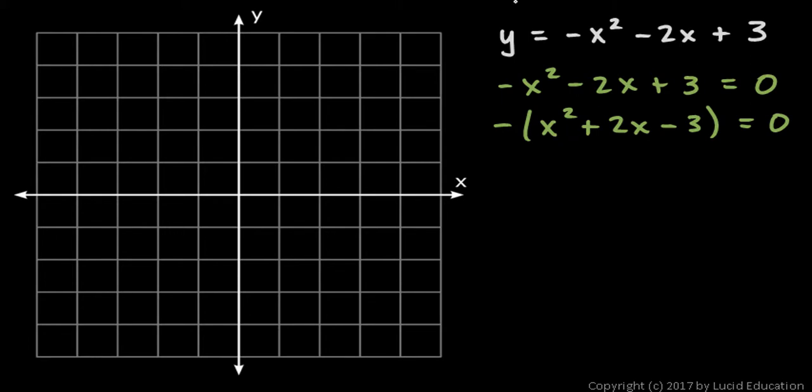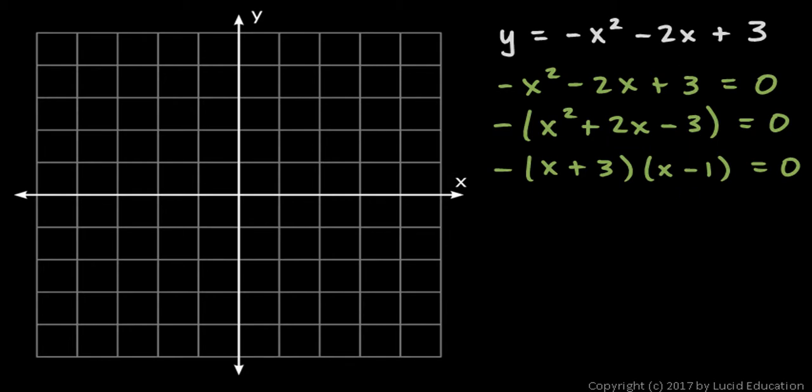Okay, now what's left right here in parentheses is pretty easy to factor. So we're going to keep the negative sign, and then this will factor, let's see, that'll be x plus 3 and x minus 1. Okay, and you can see that if we did a FOIL right there, we'd get an x squared minus x plus 3x would give us the plus 2x and then a minus 3.